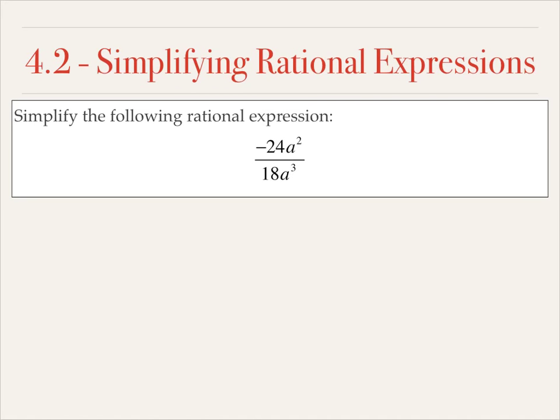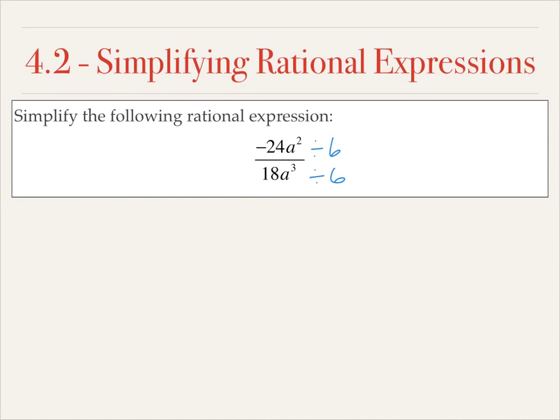So here what I should be doing is looking at 24 and 18 and thinking, what is the highest number that I can divide both 24 and 18 by? 6. So I will divide both of them by 6. And I have 2 A's on top and 3 on the bottom.